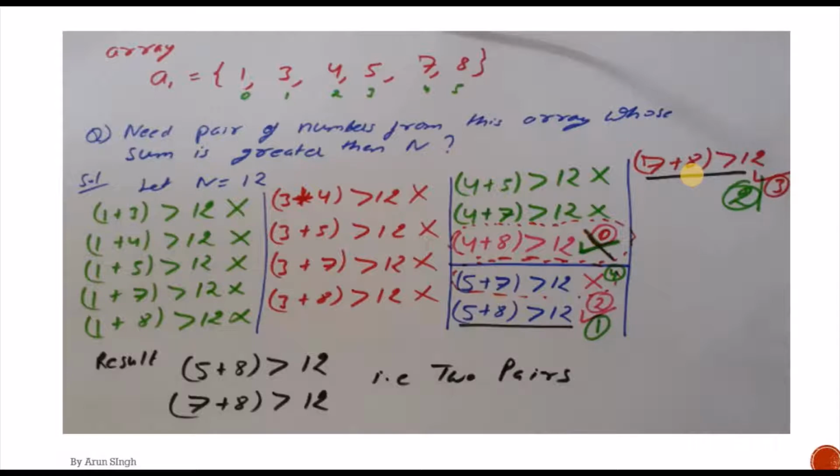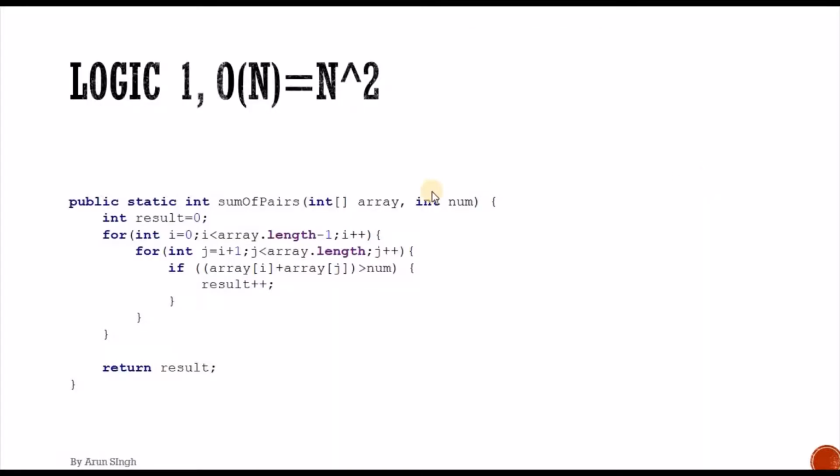Let's see an algorithm for it. The algorithm says I have an int result, which initializes the number of pairs as 0. Then I have a for loop, int i is equal to 0, up to array.length minus 1, i plus plus. Then int j is equal to i plus 1, instead of 0, start from i plus 1, up to array.length, j plus plus.